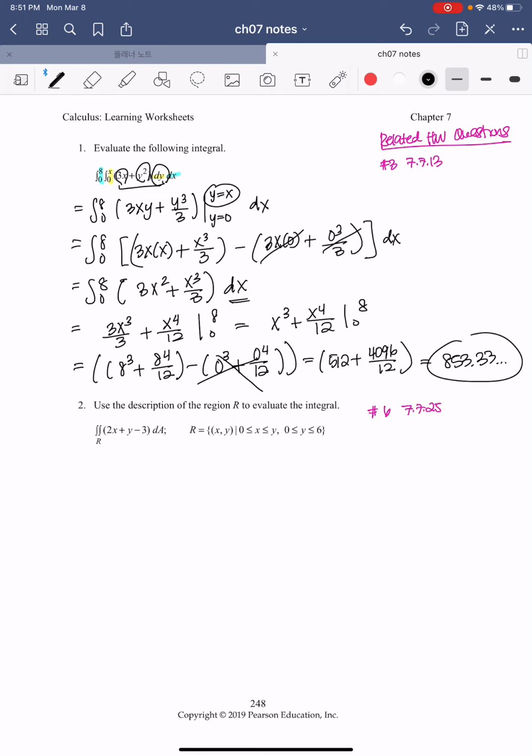Number 2, use the description of the region R to evaluate the integral. So we have the integral, and then we have a function. So the x value here, and then the y value. Notice it is easier in y because you have a number. X is a function, 0 to y.